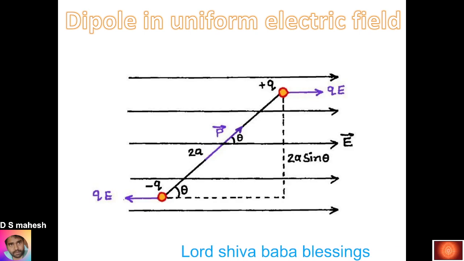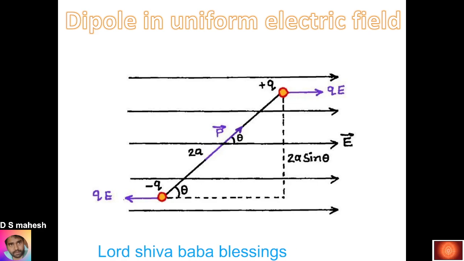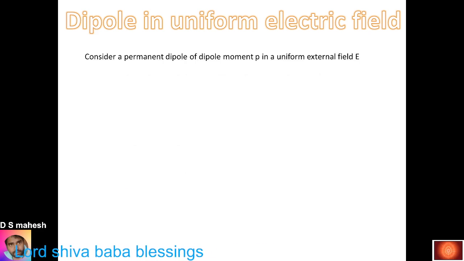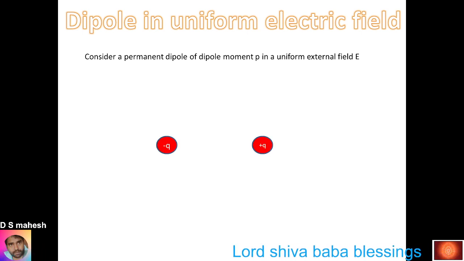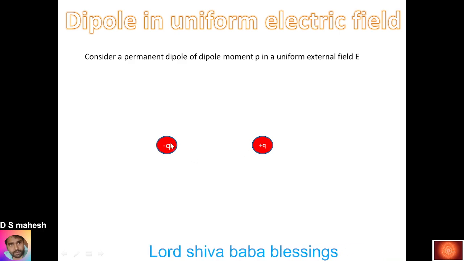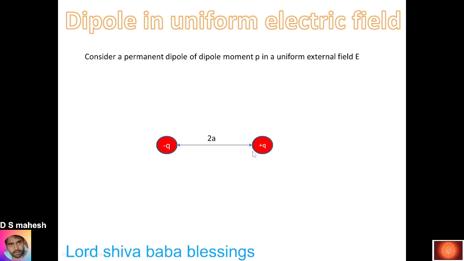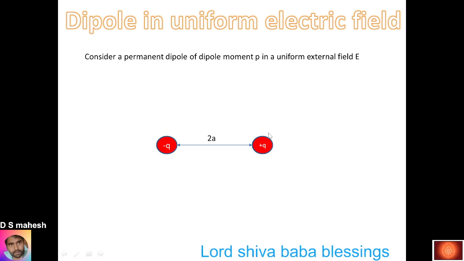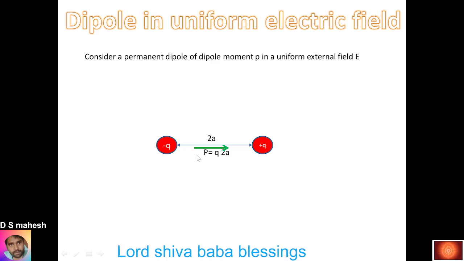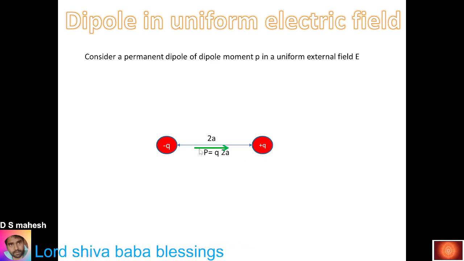So, let us look at the concept of a dipole in a uniform electric field. Let us consider a permanent dipole of dipole moment P in a uniform external field E. You know that a dipole is nothing but two charges of equal magnitude but opposite sign separated by a small distance 2a. Here one is of charge minus q and the other is charge plus q, separated by a distance 2a. This is called a dipole. You also know that the direction of the dipole moment is from minus q to plus q.